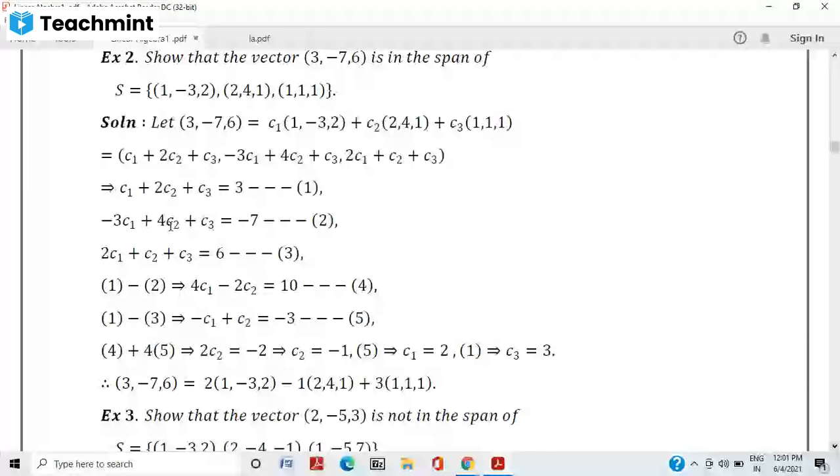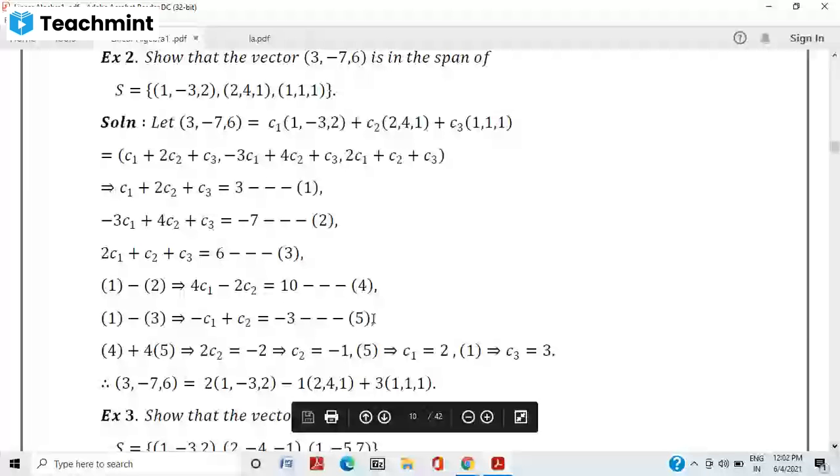Similarly, we take equation 1 and 3, or you can take 2 and 3 also. Like that you can do it. Equation 1 minus 3, what do you get? Minus C1 plus C2 equal to 3 minus 6, which is minus 3. Then simplify these two equations.